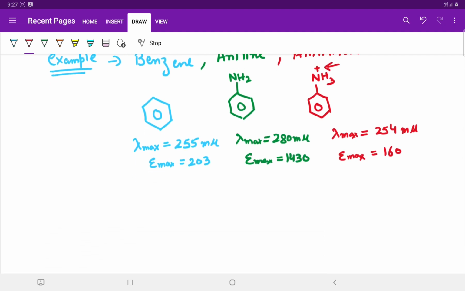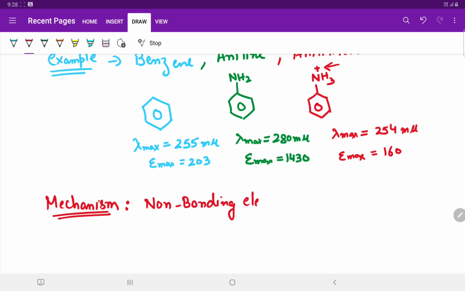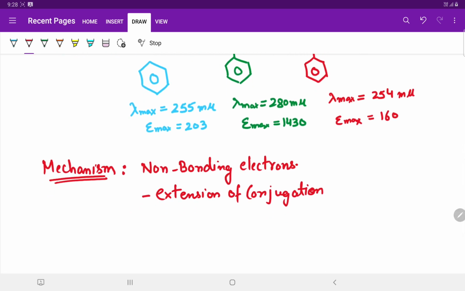So this was just an example. Now we have to understand the mechanism involved for all the auxochromic groups. The presence of an auxochrome or auxochromic group contains non-bonding electrons. These are having the non-bonding electrons or the lone pair of electrons. These lone pairs of electrons lead to extension of conjugation of the chromophore by sharing the non-bonding electrons.